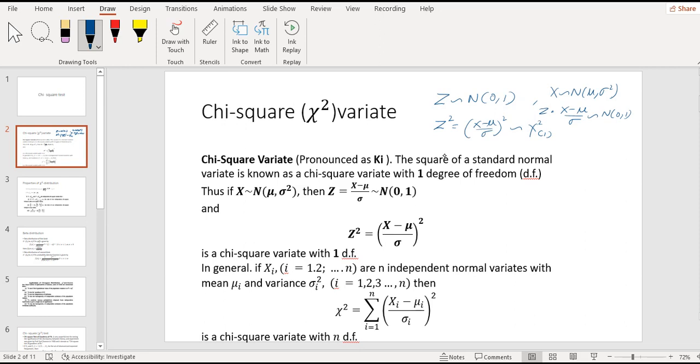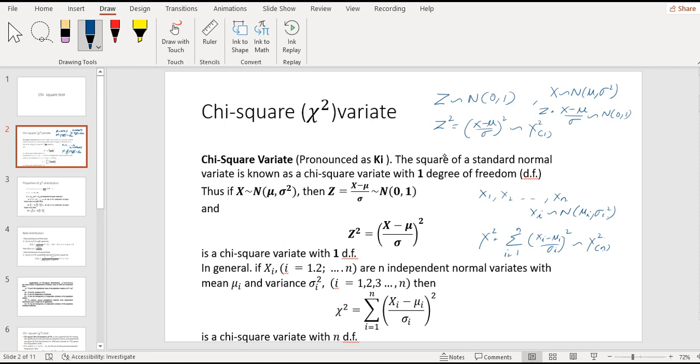Okay, and if we consider n independent normal variates x1, x2, so on xn, where xi follows normal distribution with mean mu i and variance sigma i square, then if we take the sum, i varies from 1 to n, of xi minus mu i upon sigma i whole square, this will follow chi-square variate or chi-square distribution with n degrees of freedom, because we are taking the sum of n squares of standard normal variates, right? So it will follow chi-square variate with n degrees of freedom.